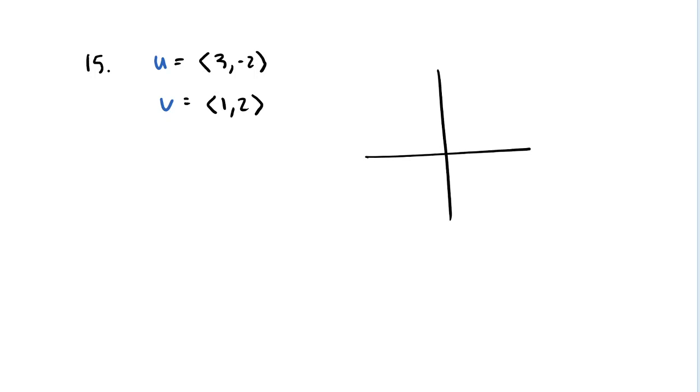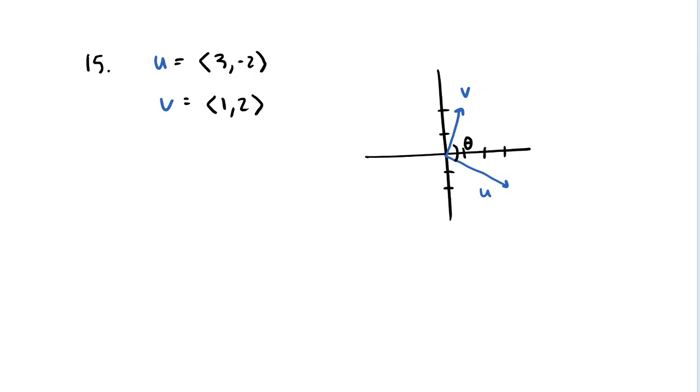So 3, negative 2 says that we've got a horizontal component of 3 and a vertical component of negative 2. So here our vector looks something like this. This is u. And then 1, 2, our vector looks something like this. This is our vector v. And we're trying to find this angle.